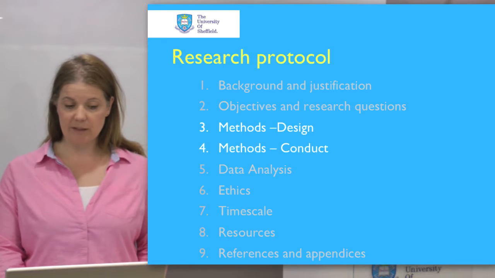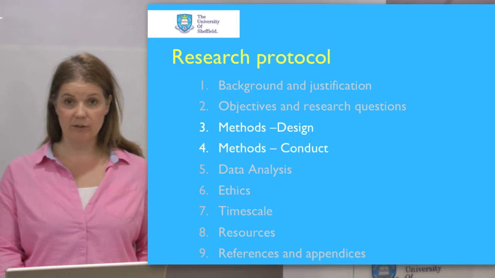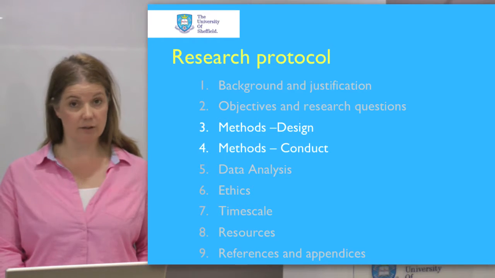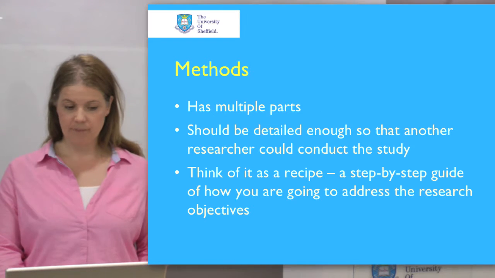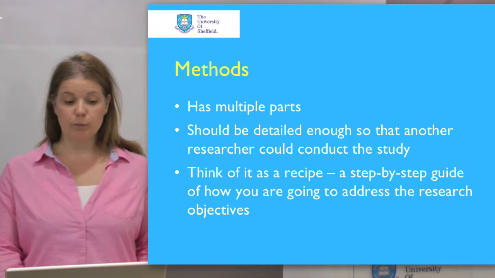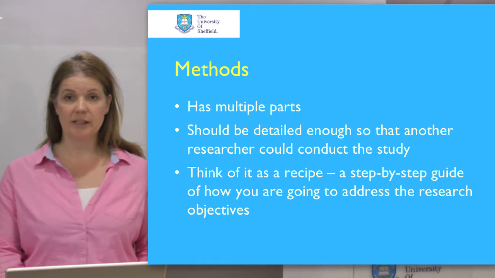The third and fourth parts of the research protocol are about the methods. So you've got your background, you've got your objectives, how are you going to achieve it? You then need to talk about the design and how you're going to conduct the study. So the methods section has multiple parts, and it should be detailed enough so that somebody else can come along and carry out the same study.